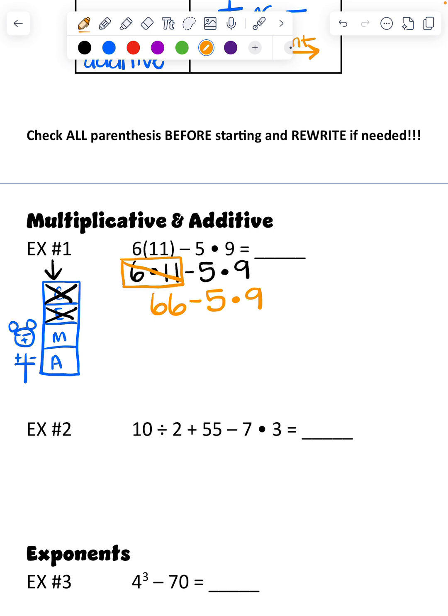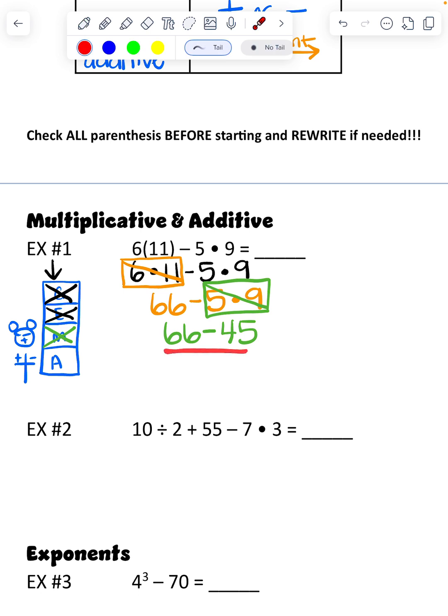And then all I do after that is rewrite everything outside of my box. All right, and then I go back to my tower. I'm still looking for multiplicative, so I move left to right. Is this multiplicative? No. Is this multiplicative? Yes. So I box it, and I solve it. 5 times 9 is 45. I cross it off when I'm done, and I rewrite everything else outside of my box. I'm all done with my multiplicative section because all that's left to solve is going to be this subtraction, which falls under the additive section.